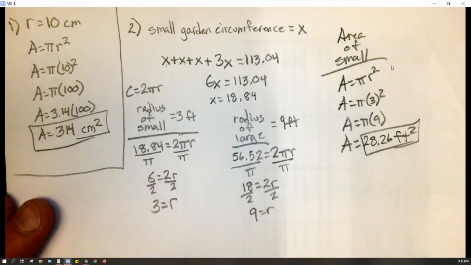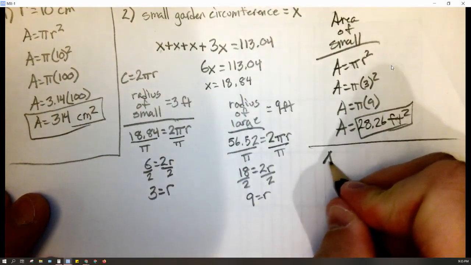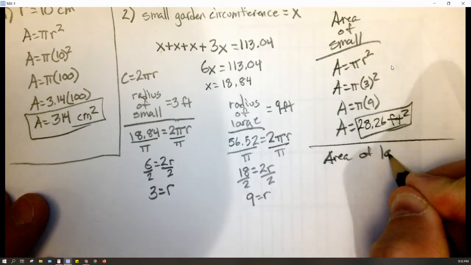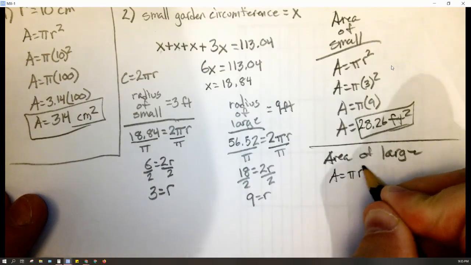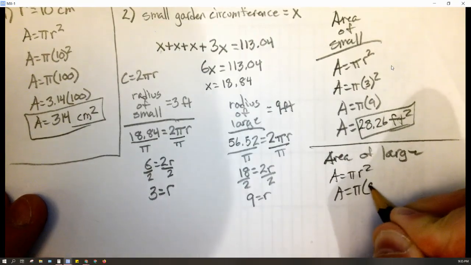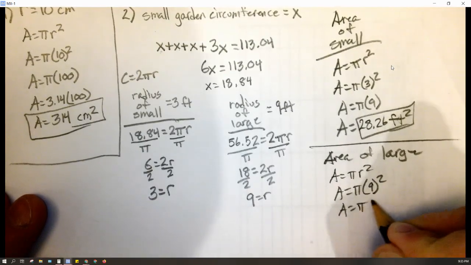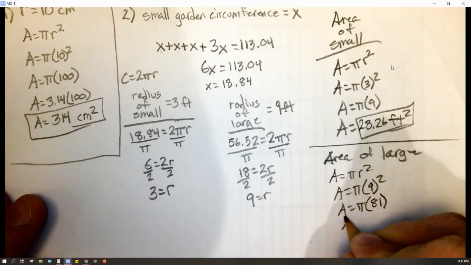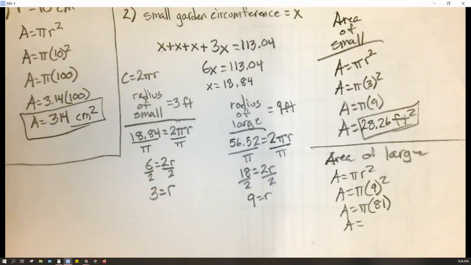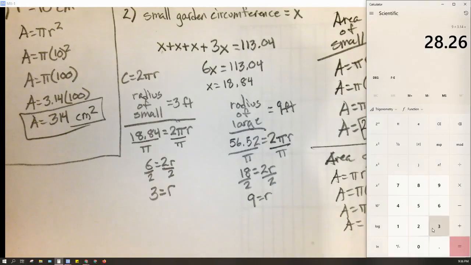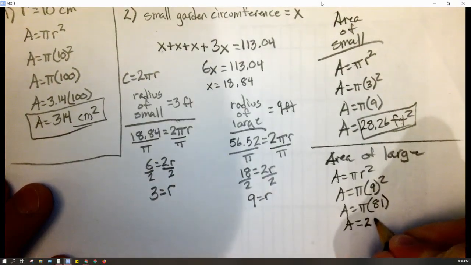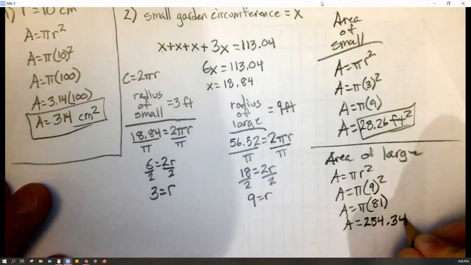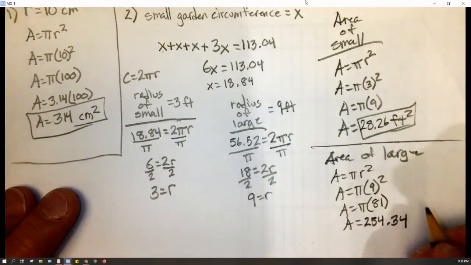All right, now let's do the area of the large garden. Its radius was 9. So again, the area equals pi times the radius squared. So the area equals pi times 9 squared, which is pi times 81. So the area equals whatever 81 times 3.14 is. So 3.14 times 81 equals 254.34. And again, that's square feet now.